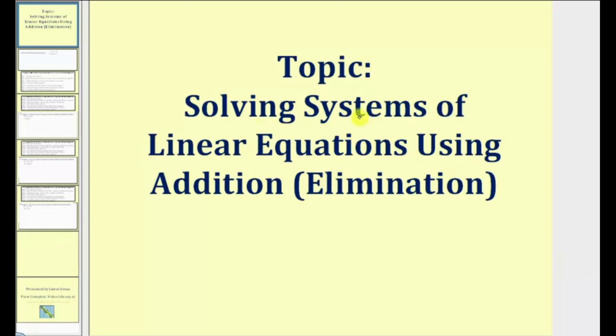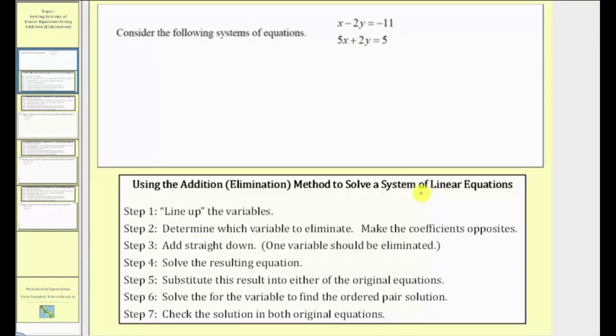Welcome to a lesson on solving systems of linear equations using the addition method, also referred to as the elimination method. This method gets its name because the idea is we want to add the two equations together, and when we do this, either the x terms or y terms will be eliminated, which will allow us to solve for one of the variables, and then we can perform back substitution to determine the value of the other variable.